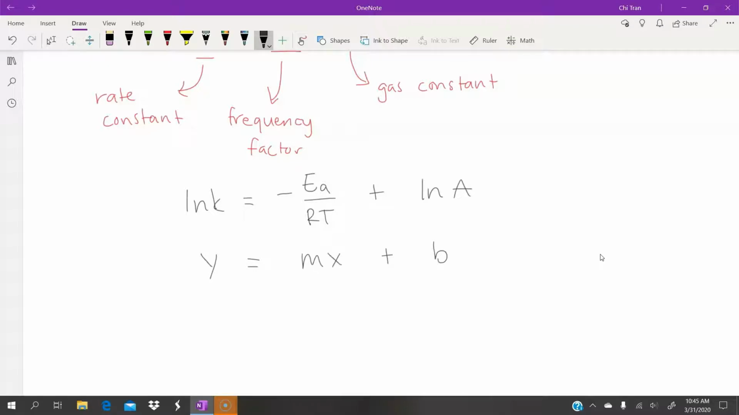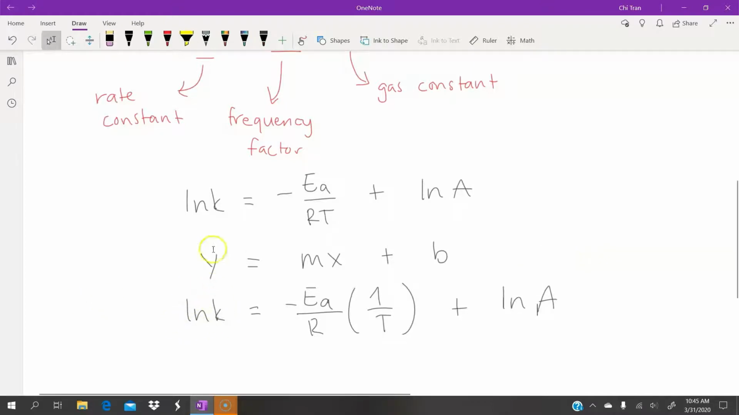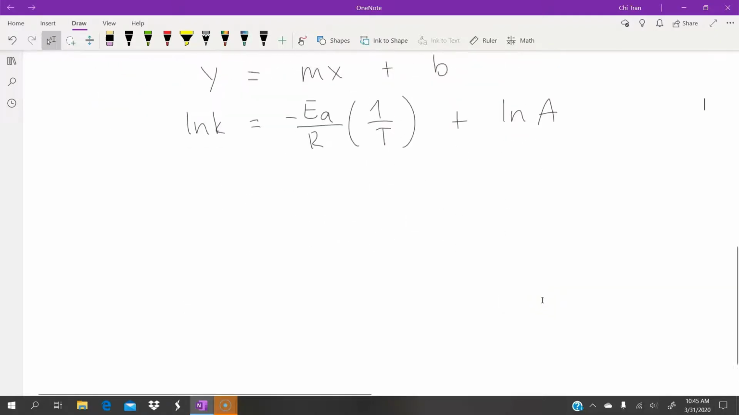You might not see how this is very similar, so I'm going to rewrite the Arrhenius equation one more time. So now we can see how ln K is our y variable, our slope is negative Ea over R, our x variable is 1 over T, and then our b variable is ln A. And so now that we have this Arrhenius equation in this format, we can plot it on a graph.